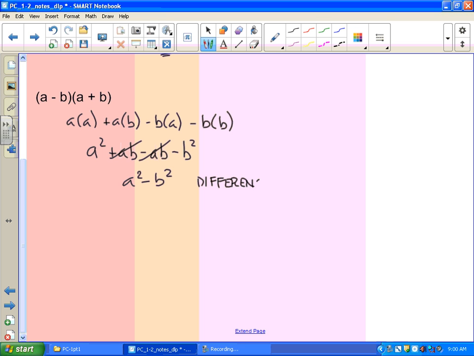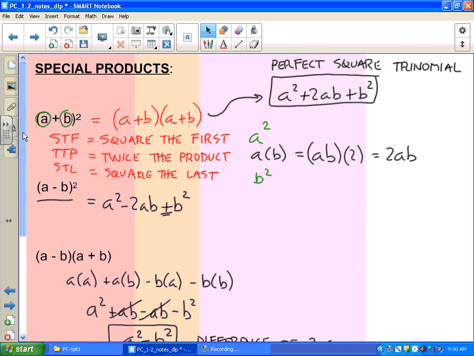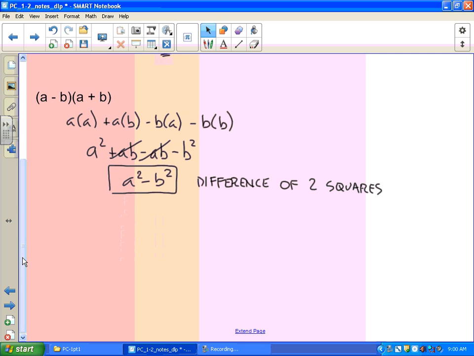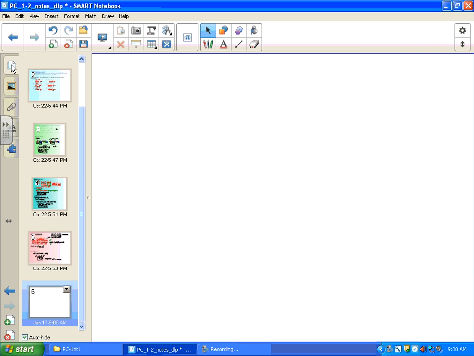This is an important special product. You should be familiar with this one. Get used to it, put it on flashcards, memorize it. So those are a few of our special products. There are some more. And that wraps up the second section of our pre-calculus.